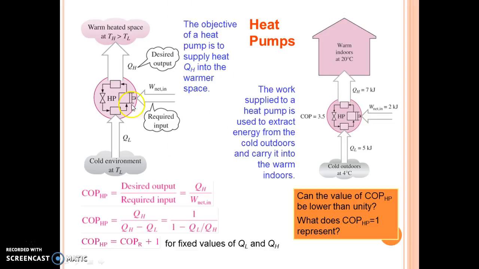So again, you can define COP of a heat pump as desired output to required input, desired output being QH, required input being W in. So QH by QH minus QL, that is 1 divided by 1 minus QL by QH. Again, when you adjust the equation, what you'll get is that COP of a heat pump is always greater than COP of a refrigerator. Now, can the value of COP of a heat pump be lower than unity? We'll have to discuss the question. What does COP of heat pump equal to 1 represent?